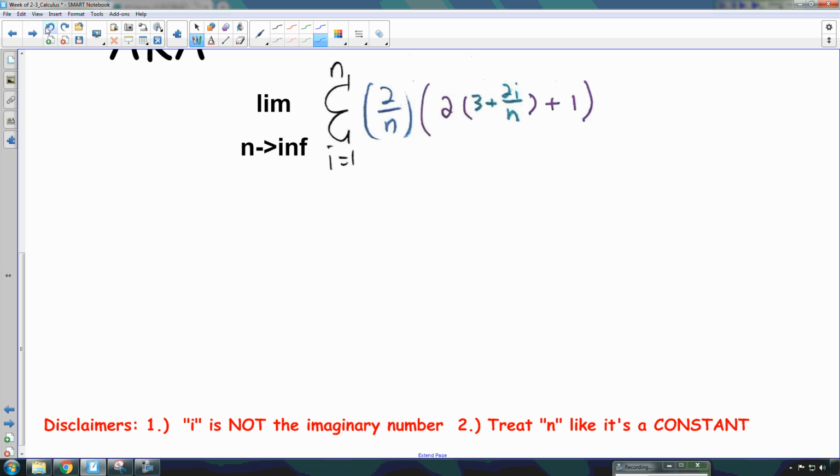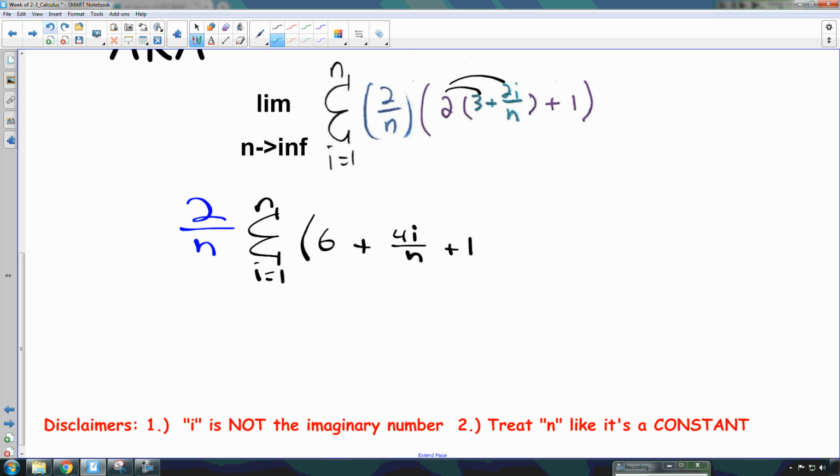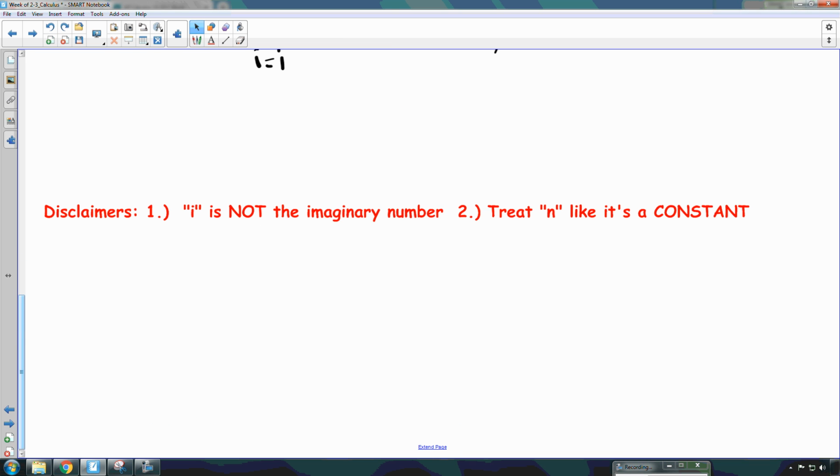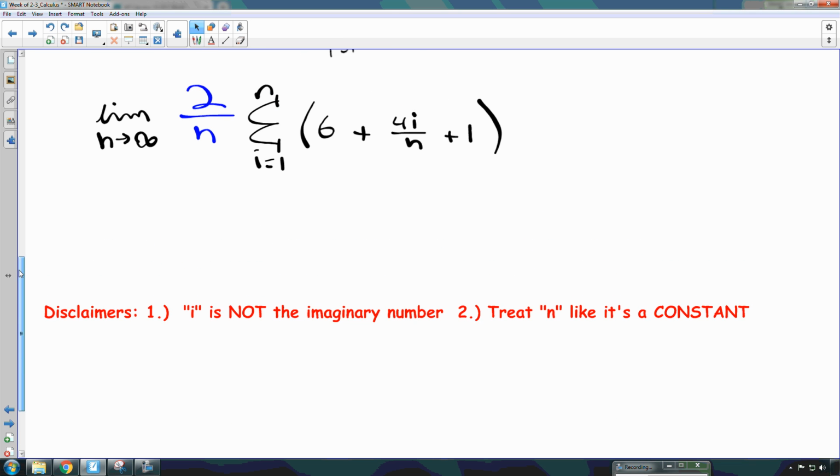So I'm going to go ahead and pull that 2 over n out, and then I'm going to have this summation. So I'll just keep writing the summation. It's kind of lazy. i equals 1 to n. And then we have, inside here, I'll just distribute this. So I've got 6 plus 4i over n plus 1. This is all inside the summation, so maybe a parenthesis would help. And this is all the limit as n is going to go to infinity. We're going to have a number of bars there. So disclaimer, we're treating n like a constant, and now we want to start talking about the algebra here.